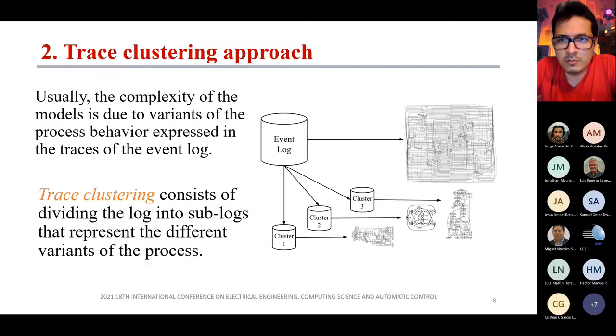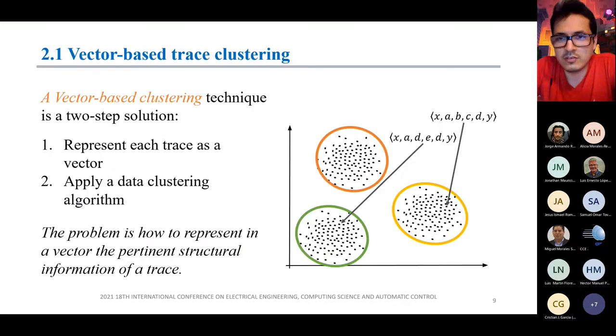A usual way to deal with complex models is dividing the log into sublogs and discovering a workflow for each sublog. The idea behind this is that the model's structural complexity is due to diverse process variants gathered in the event log. Then it is expected that each trace cluster contains traces of only one process variant. There are several ways to perform trace clustering. The proposed method follows a two-step approach. The first step is to transform each trace into a vector, and the second step is to apply a data clustering algorithm. The problem is to transform the traces into vectors that store the information related to the underlying process structure.